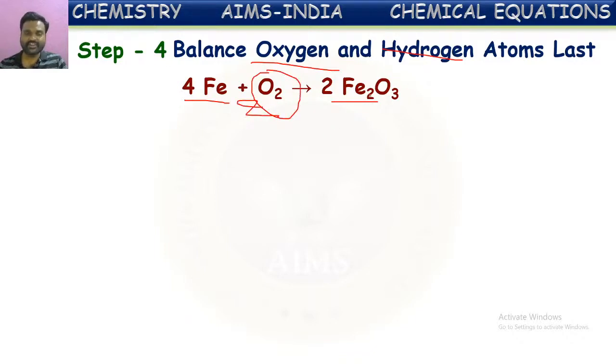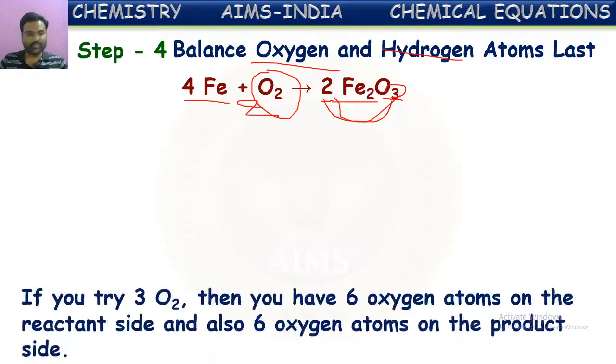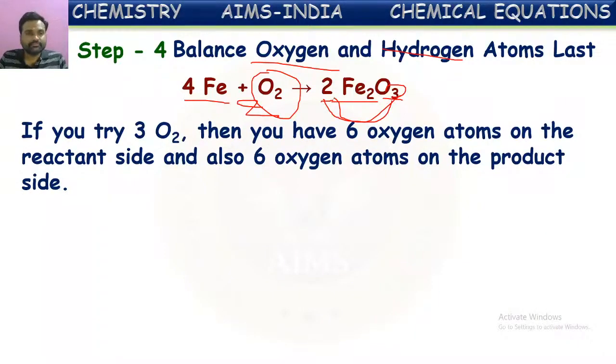If you observe the right hand side, the product side, within each molecule there are 3 oxygen atoms, and we have taken 2 molecules of iron oxide. So finally the number of oxygen atoms becomes 6. We have to multiply this number with the coefficient. In total it becomes 6 oxygen atoms. So the same number, 6 oxygen atoms, should come on the reactant side also. So what we do is multiply the reactant side oxygen with 3, then we have 6 oxygen atoms on the reactant side also. So finally oxygen atoms become the same on both the sides if you keep 3 on the reactant side.